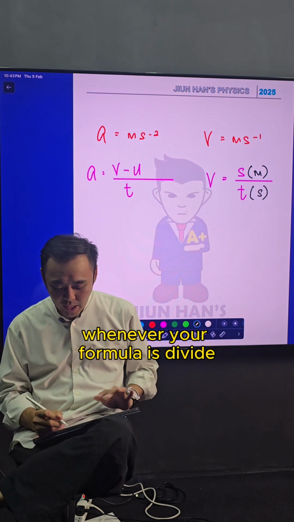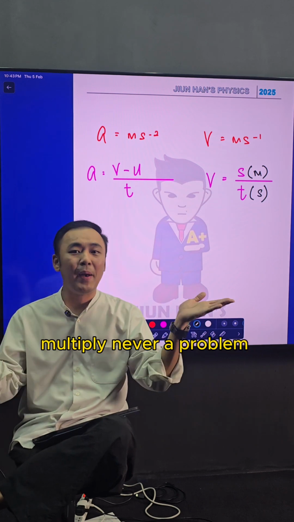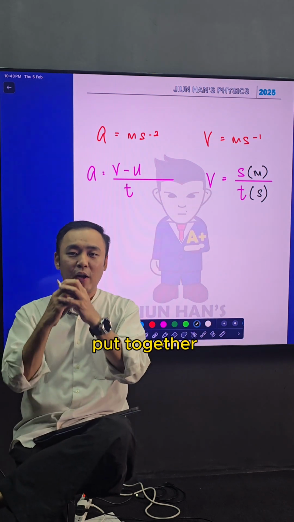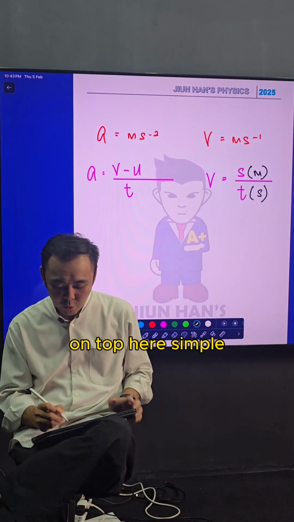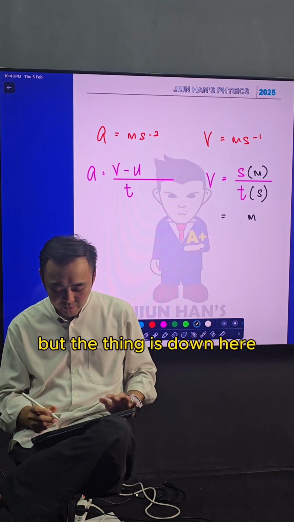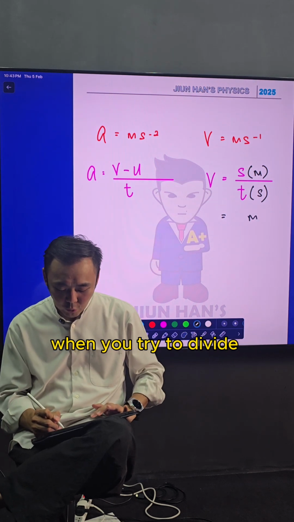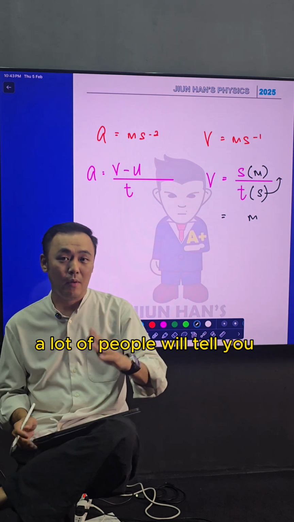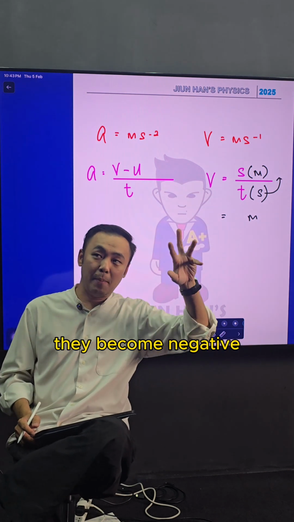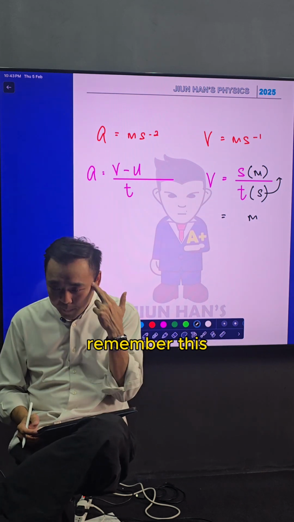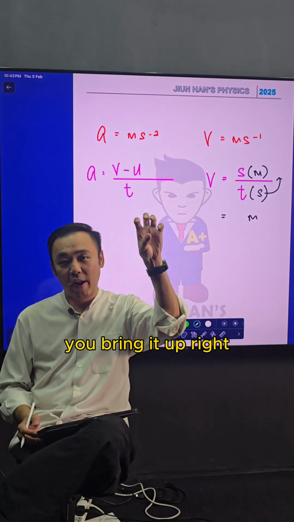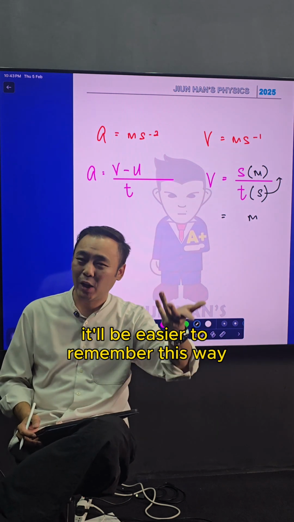Seconds, right? Now whenever your formula is multiply, never a problem because A times B, put together, AB. Simple, right? But divide, this is the thing. On top here, simple. You copy same only. No difference. But down here, when you try to divide means you try to move it up. Now, a lot of people will tell you when you bring it up, they become negative, which is not wrong, but I will suggest one more thing. Remember this, every time you divide, you bring it up, your power terbalik. It will be easier to remember this way.